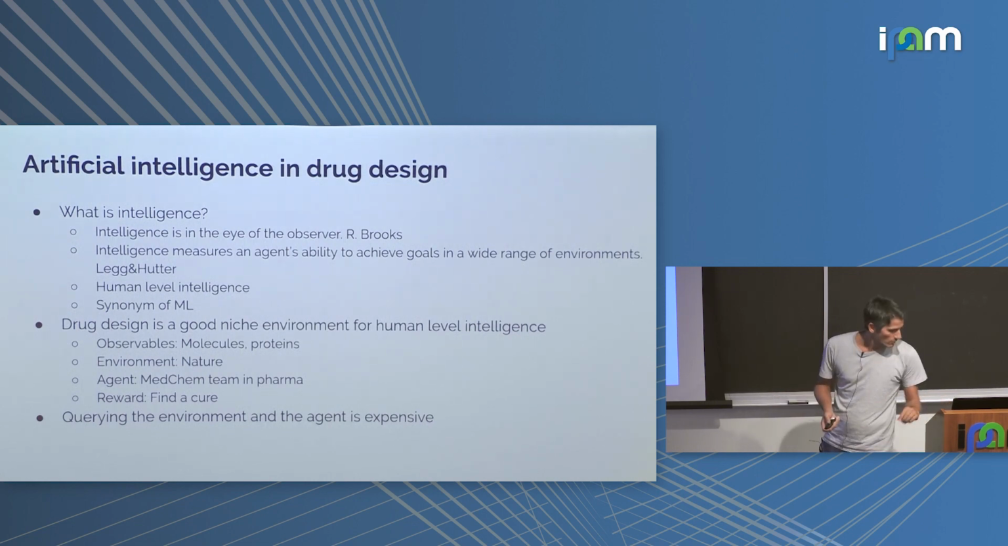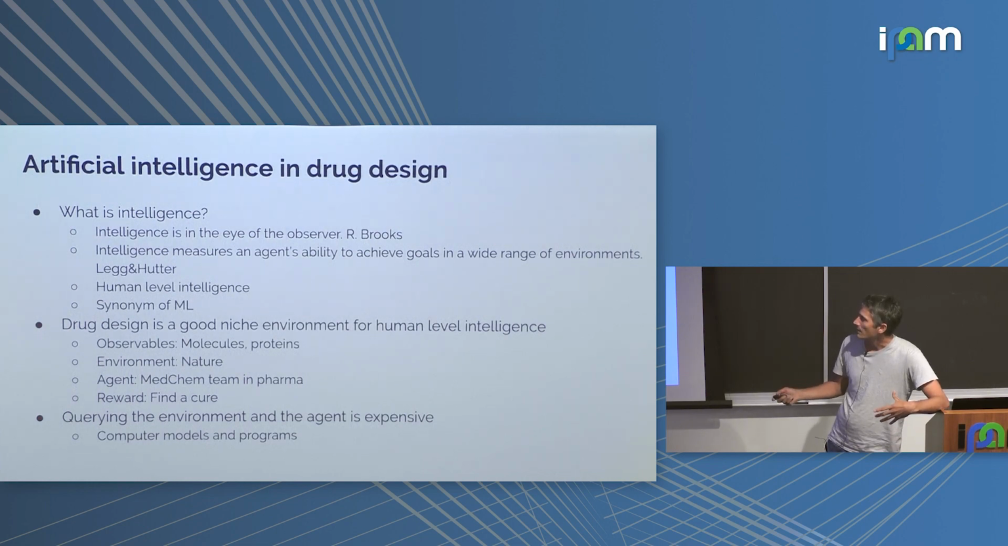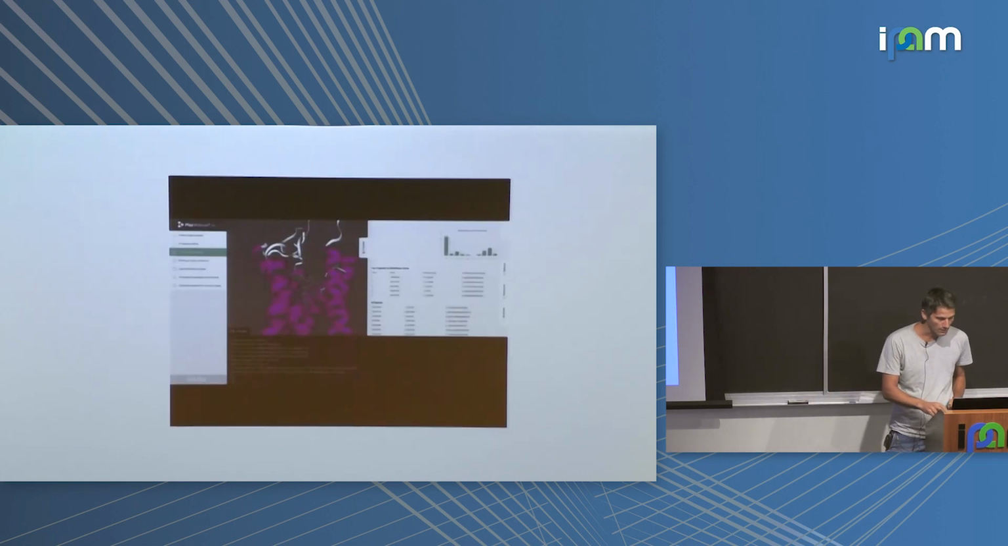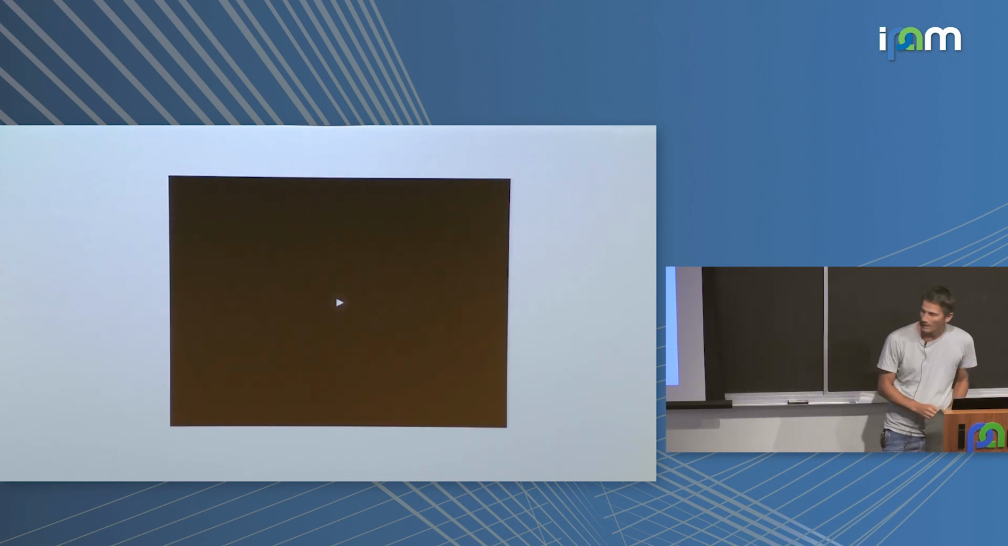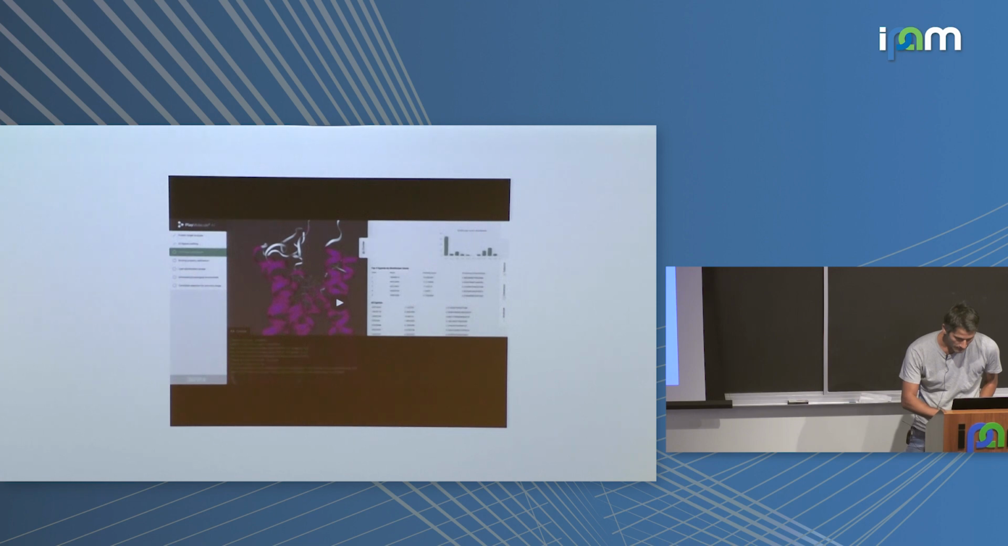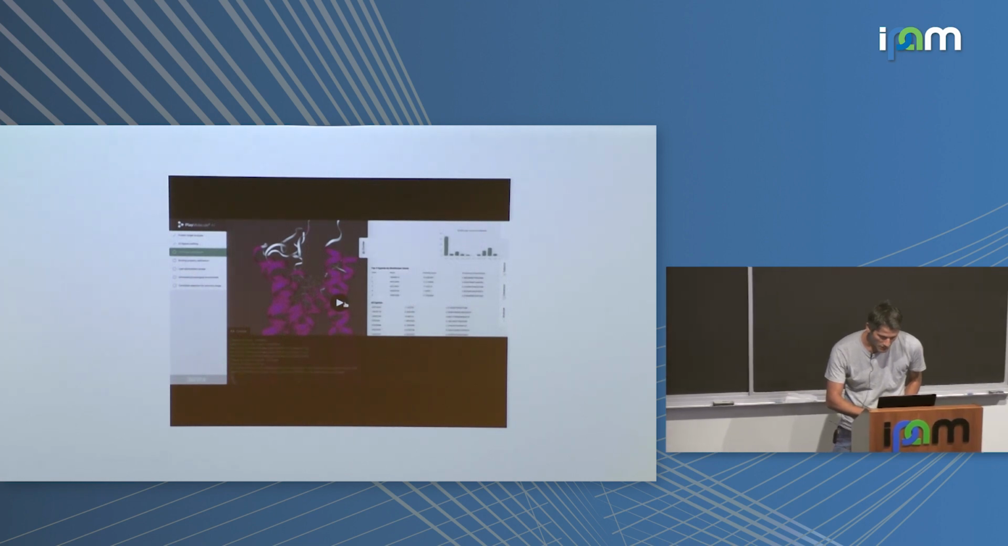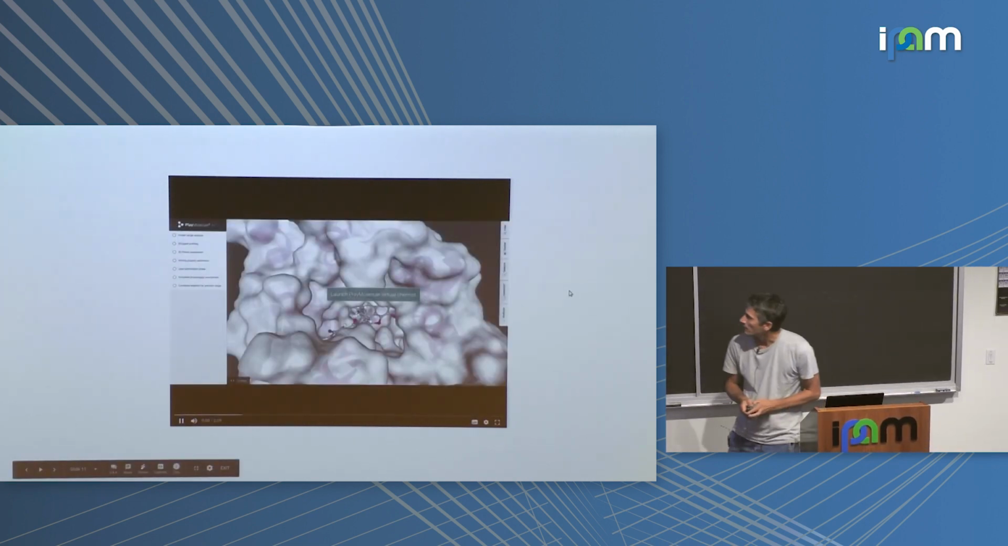So you want to practically create computer models and programs: a computational model for the environment that predicts the properties of your molecules, and also programs which act as the agent and replace the CompChem or help the CompChem. This could be a vision of what that means.